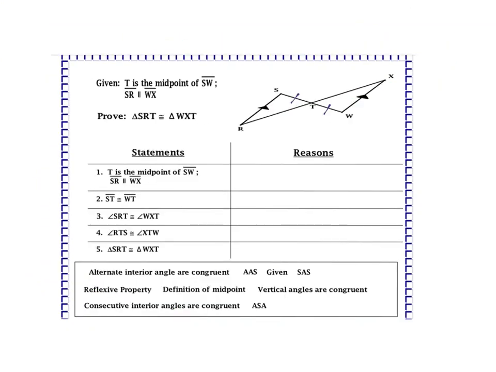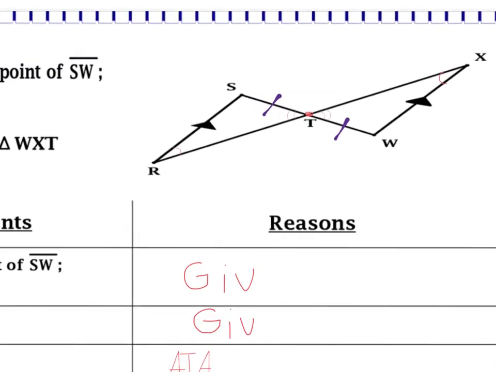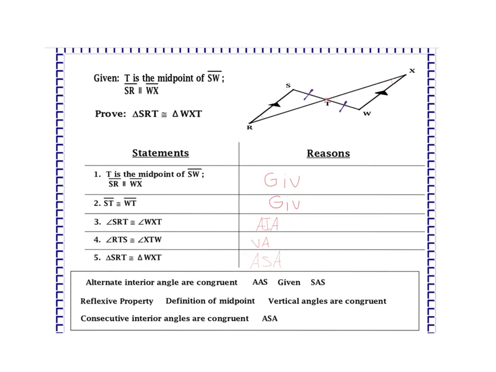Based on your knowledge so far, see if you can solve this one, and then we'll go back to it. Okay, this is what you should have for your answer. The first two are givens, as we have a midpoint at T, as you can see right here. And then the next given is ST being congruent to WT, and as you can see, it's in purple here.